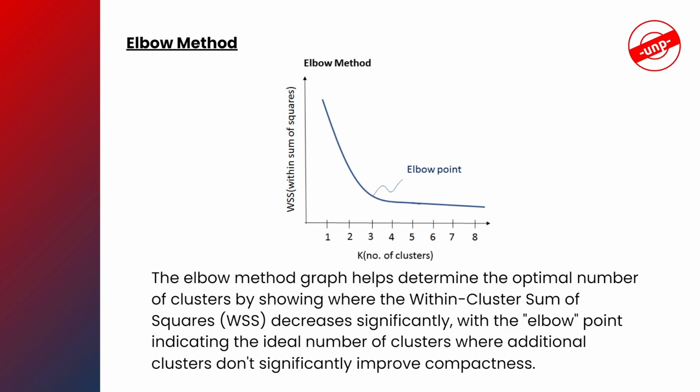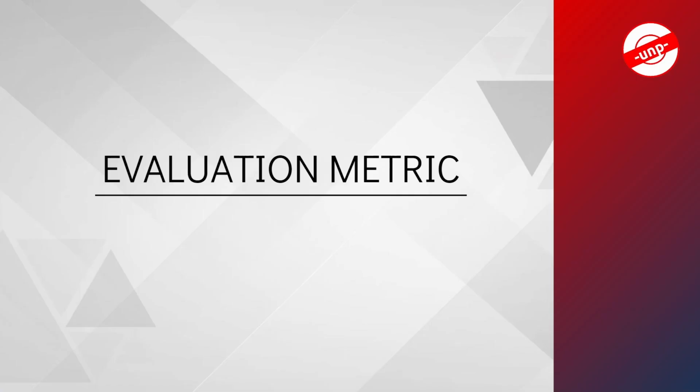The elbow point on the curve is where the reduction in WSS slows down, indicating the ideal number of clusters. This is the point where adding more clusters does not significantly improve the compactness of the clusters. By following these methods, you can systematically determine the most appropriate K value that best partitions the data into meaningful clusters. Now, let's move on to understanding the evaluation metric of K-means clustering.